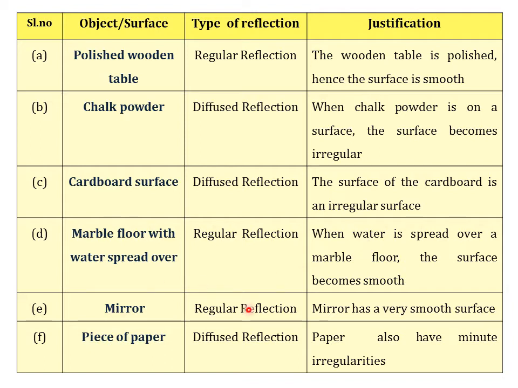It is a typical example of regular reflection, as a mirror has a very smooth surface. F. A piece of paper. Here also diffuse reflection takes place. Even though the paper looks smooth, it has very minute irregularities, thereby resulting in diffused reflection.